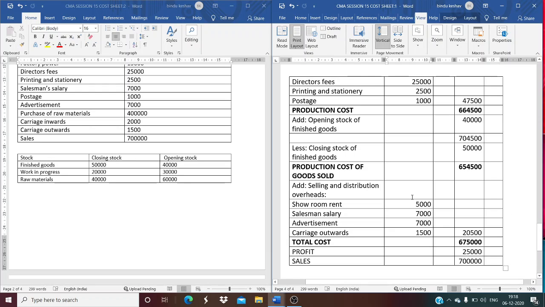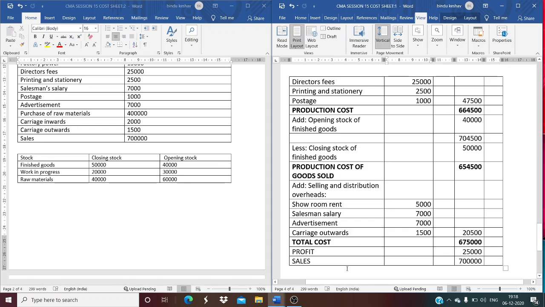Now to this we add the selling and distribution overheads. So it is the showroom rent 5,000, salesman salary 7,000, advertisement 7,000 and carriage outwards 1,500. The total is 20,500, which will be written in the total cost column. When this is added to the production cost of goods sold, we get the total cost. So total cost is 6,75,000.